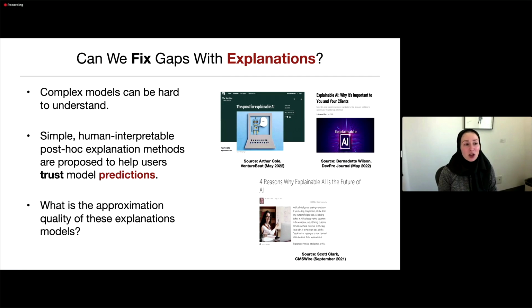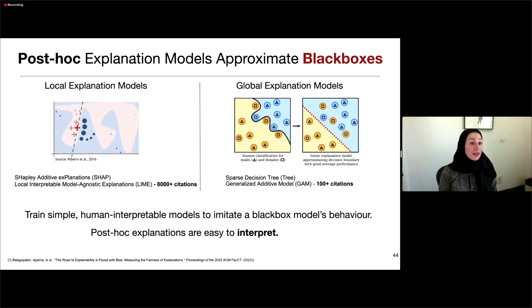I'm going to talk really briefly about a common fix that is proposed to me that I don't believe in. So I'll disclose my bias ahead of time. Many people tell me, well, we can just fix these with explanations. Really, the problem here is that complex models can be hard to understand. So let's fix it with post-hoc explanations. This is a very common thing people propose, papers like LIME and SHAP. LIME alone has over 8,000 citations.